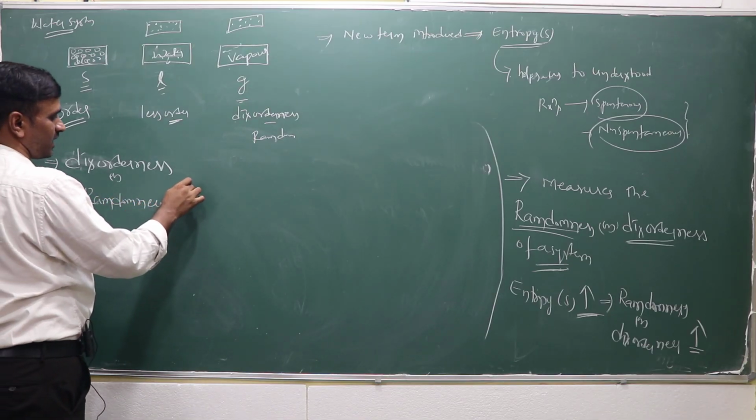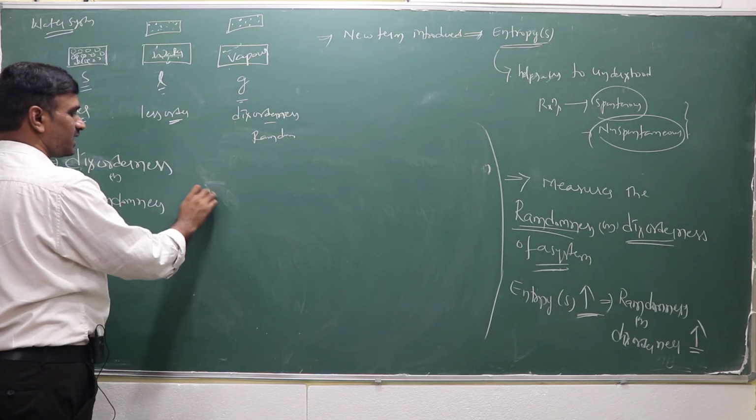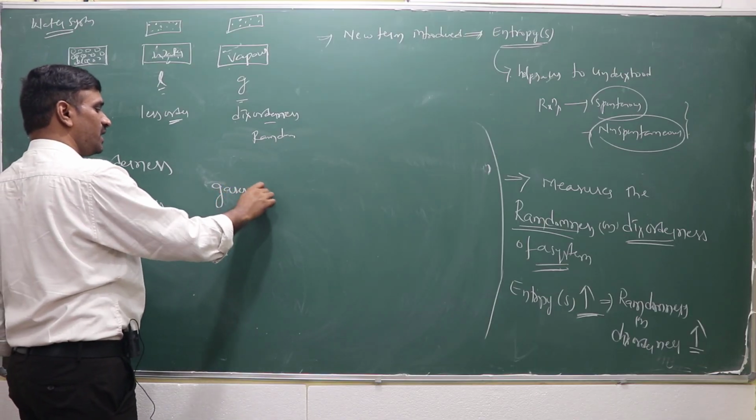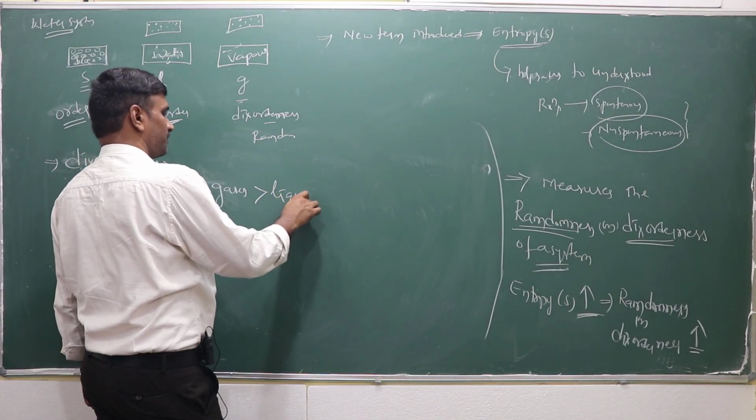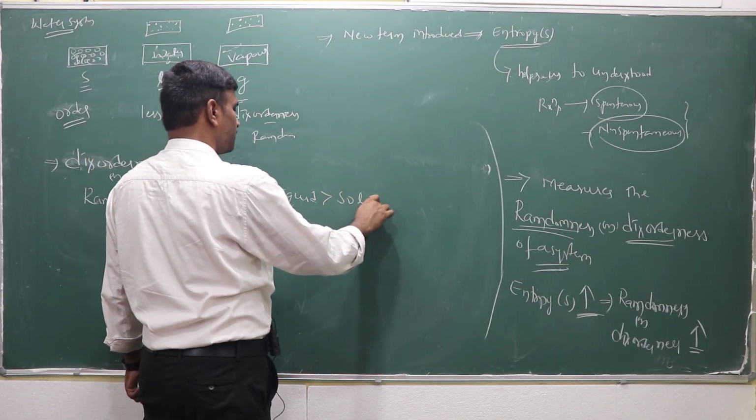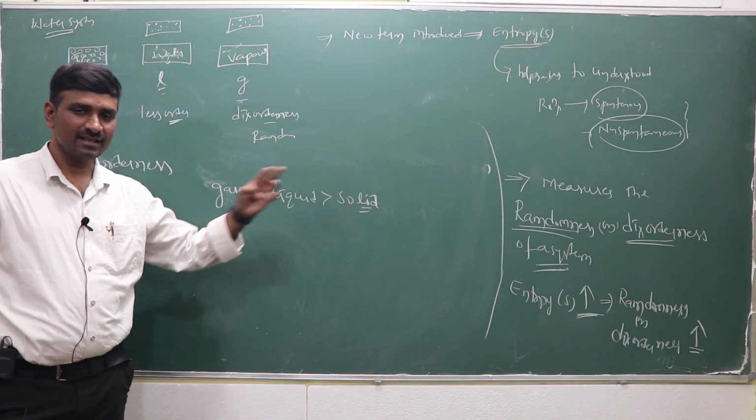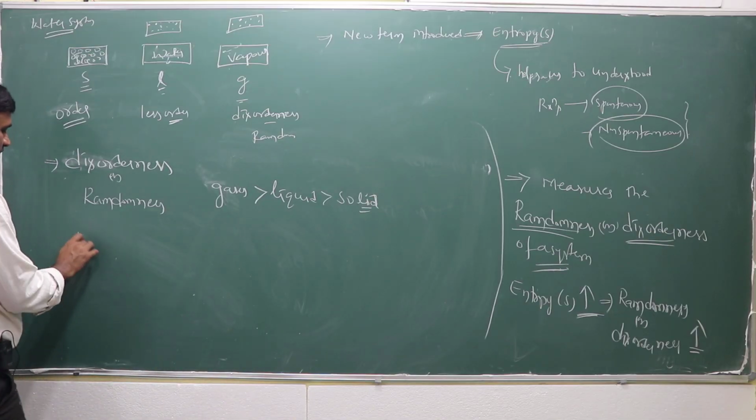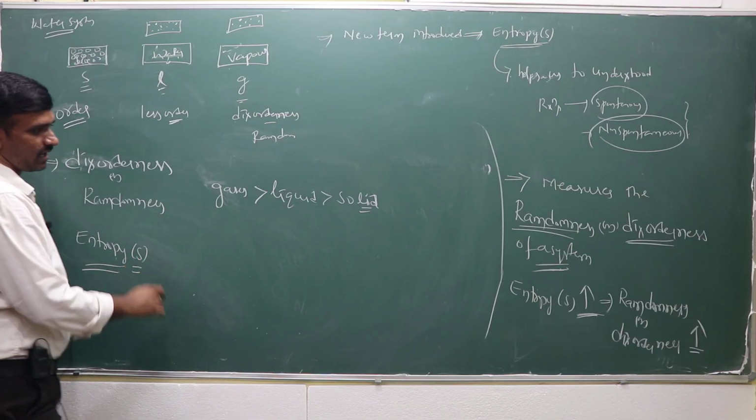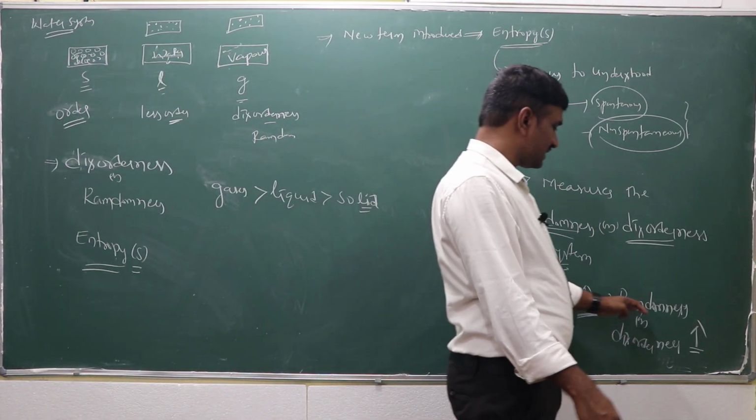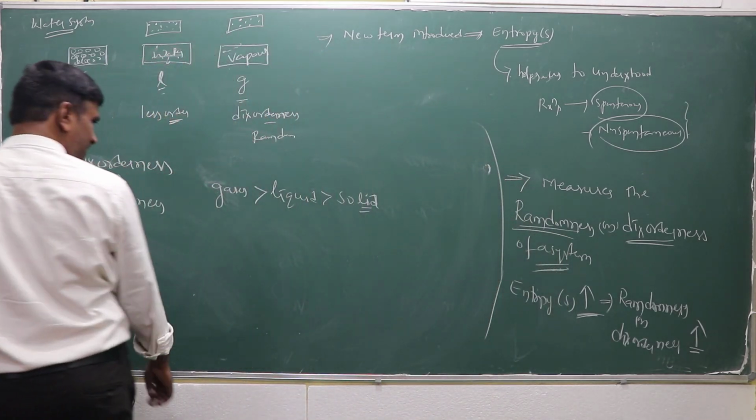Disorderness or randomness is increasing in which case? Gaseous form, that means vapor form, it may be more; then liquid form, then solid form. That means randomness is more in the gaseous form, then liquid form, then solid form. Then entropy order is which one? I mentioned that entropy increases while the system's randomness or disorderness is increasing, then automatically entropy increases.